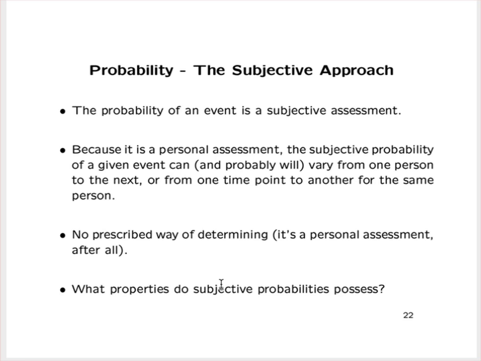Now, a question that I would ask you is, what properties do subjective probabilities possess? Do they have the same properties that classical probabilities and relative frequency probabilities possess? Can they be derived mathematically? A fairly interesting question to consider.